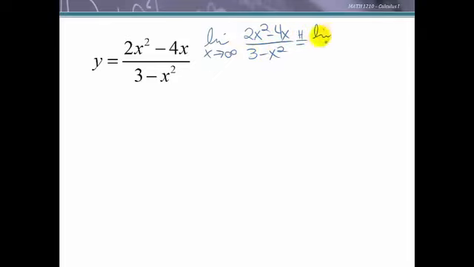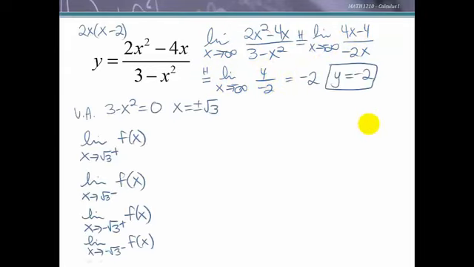So we have the limit as x approaches infinity. The derivative of the numerator is 4x minus 4, over the derivative of the denominator, which is negative 2x. Now if we let x go to infinity, we still have an indeterminate infinity over infinity. So we could apply L'Hopital's rule one more time. The limit as x approaches infinity, the derivative of the numerator is 4, the derivative of the denominator is negative 2.